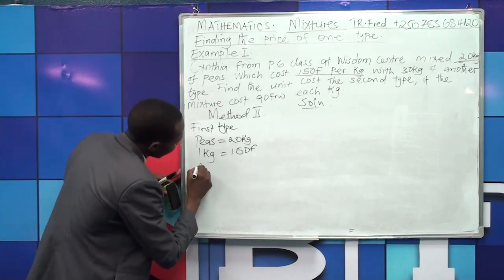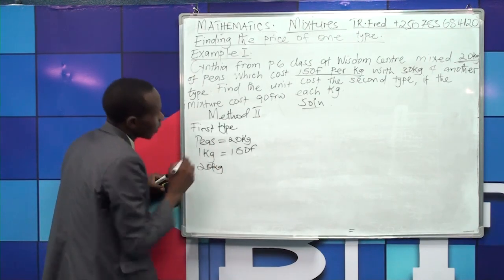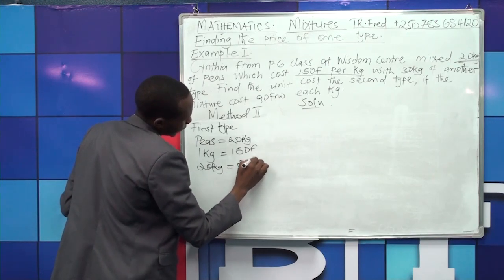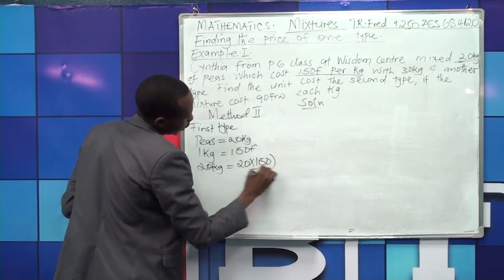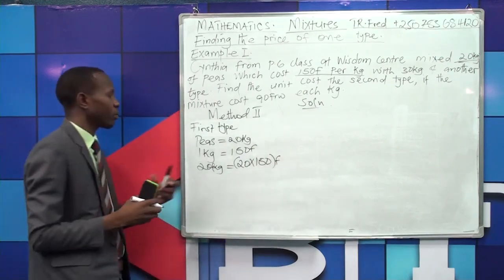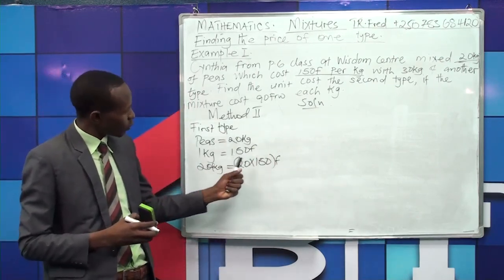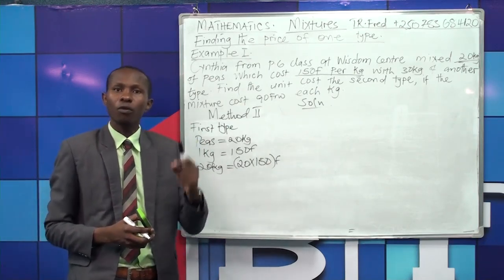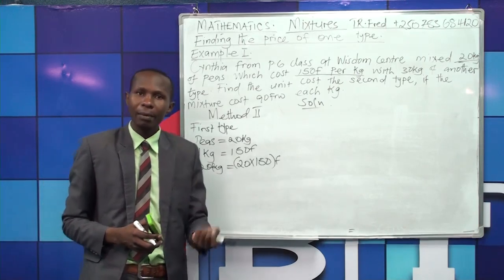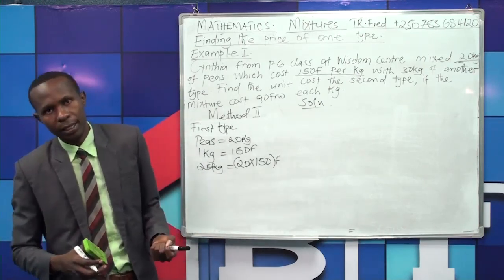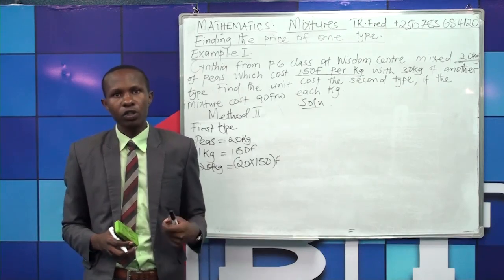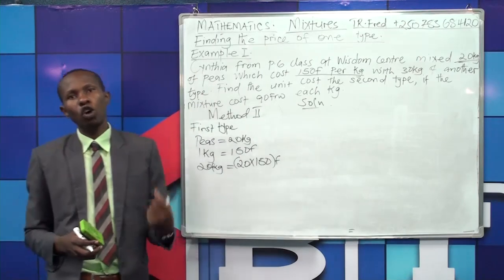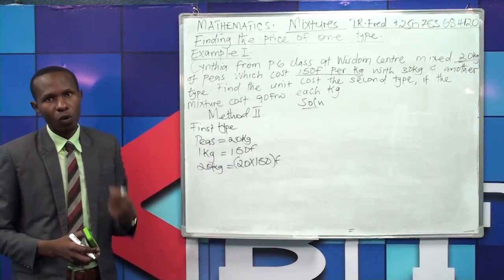So we shall say 20 kilograms will be equivalent to 20 times 150. All this should be in francs. Why do we multiply with 150? We are multiplying with 150 because 150 is the amount of 1 kilogram, the amount of a unit cost. Unit cost simply means the amount spent on only one item or 1 kilogram.